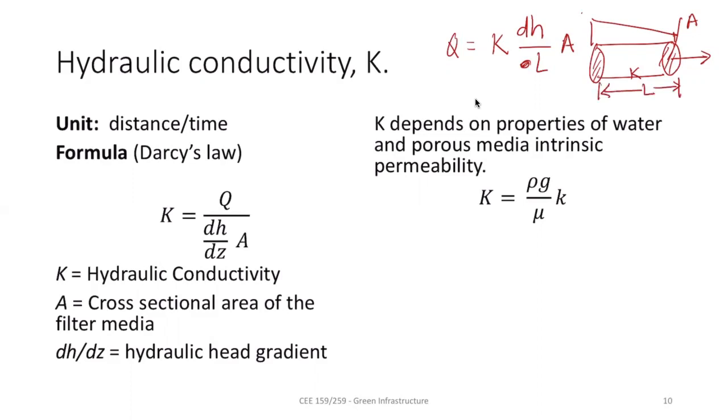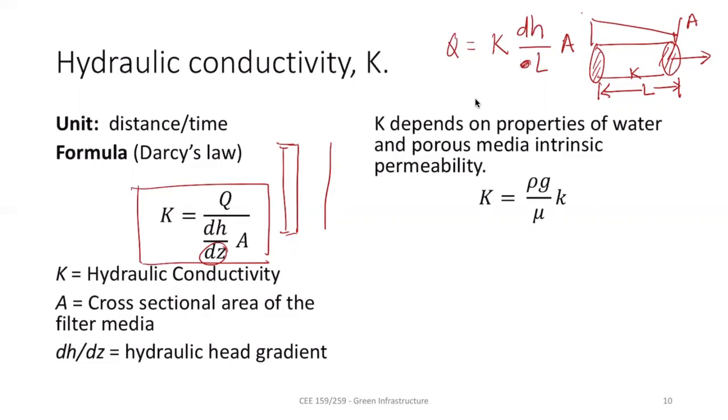So here we write it for a biofilter. We talk about dH, the head difference between top and bottom, and this delta L is the change in distance, or the distance between two points. If you rearrange Darcy's law, you will get this equation. And now this equation you can use to determine K. So this is all about how to quantify K.